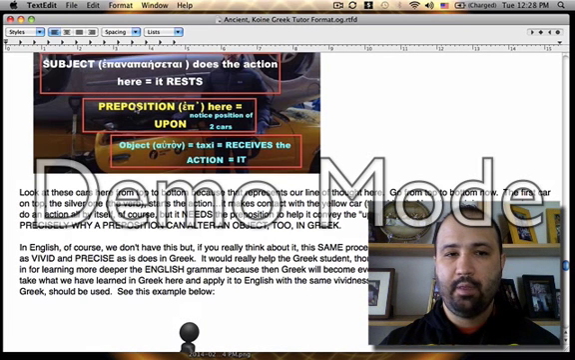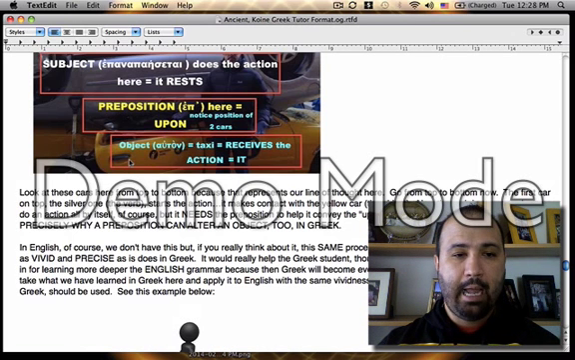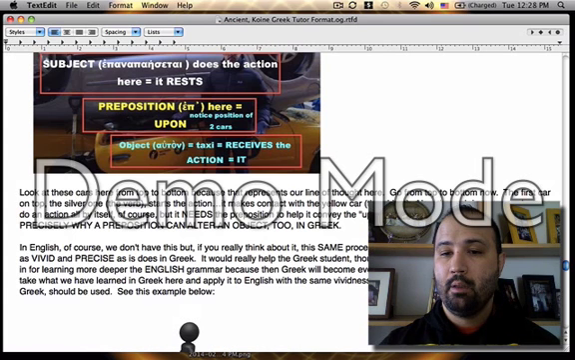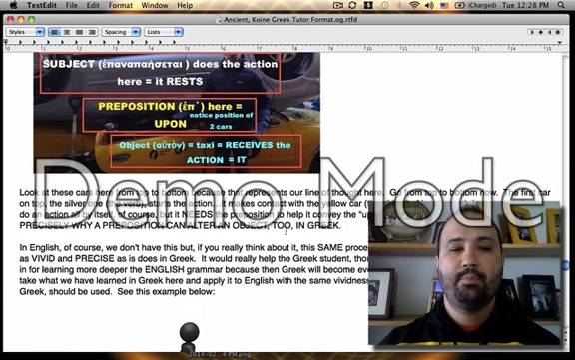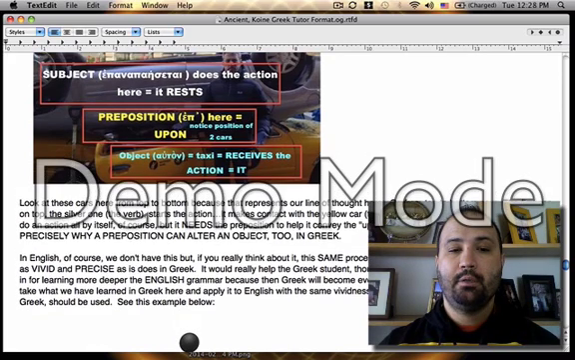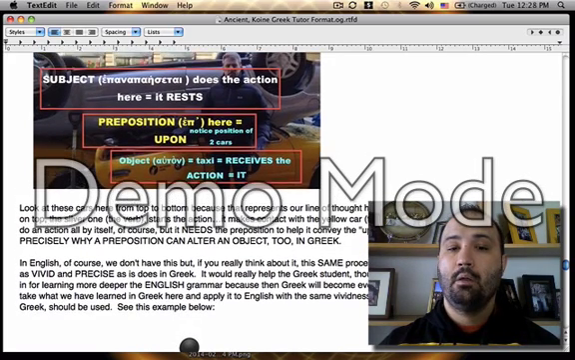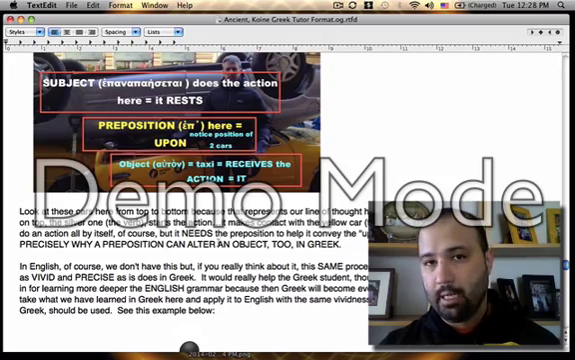It makes contact with the yellow car, the object. Now, the verb in our verse here can do an action all by itself, of course, like I said before, but it needs the preposition to help it convey the upon concept. Okay, upon the object. And this is precisely why a preposition can alter an object in Greek.